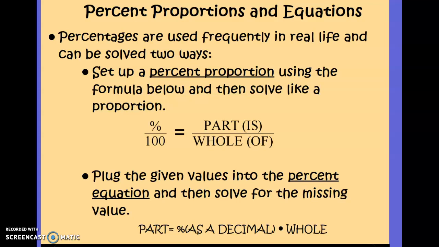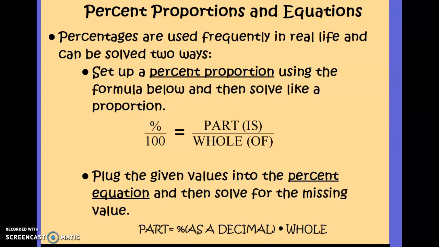One way, we can set up a percent proportion using the formula that you see here on my screen. We always do it: percent out of 100 is equal to our part over our whole. Think about it like this: your percentage is your part of your whole, which is always going to be 100%. There's always 100% to a whole.